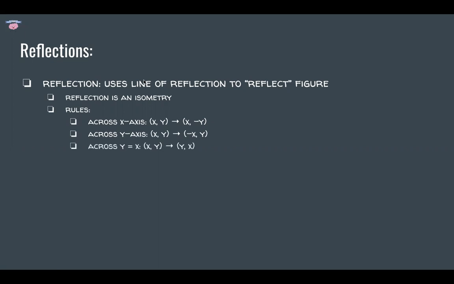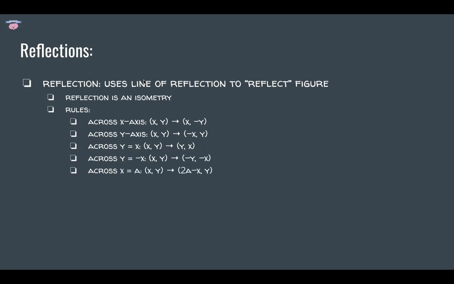Across the line y is equal to x, (x, y) becomes (y, x). And for those of you who studied functions, this is basically the definition of an inverse function. You reflect across the line y is equal to x, and you switch x and y. It seems easy at first, but when you talk about functions and inverse functions, it's not that easy. Across the line y is equal to negative x, it's (negative y, negative x), as expected.